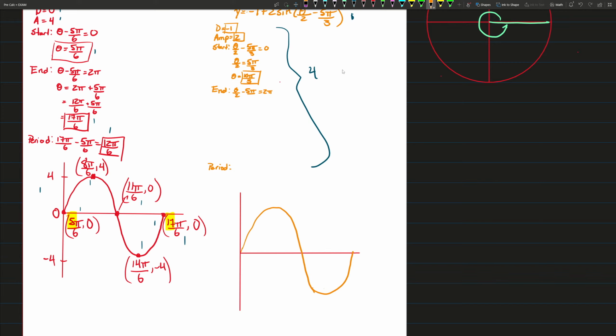So this should be theta over 2 minus 5 pi over 3. All right, so this changes a little bit. That's okay. So we have theta over 2 equals 2 pi. And then we're going to add 5 pi over 3. So this needs to be 6 pi over 3. So theta over 2 is going to be 11 pi over 3. So theta is 22 pi over 3.